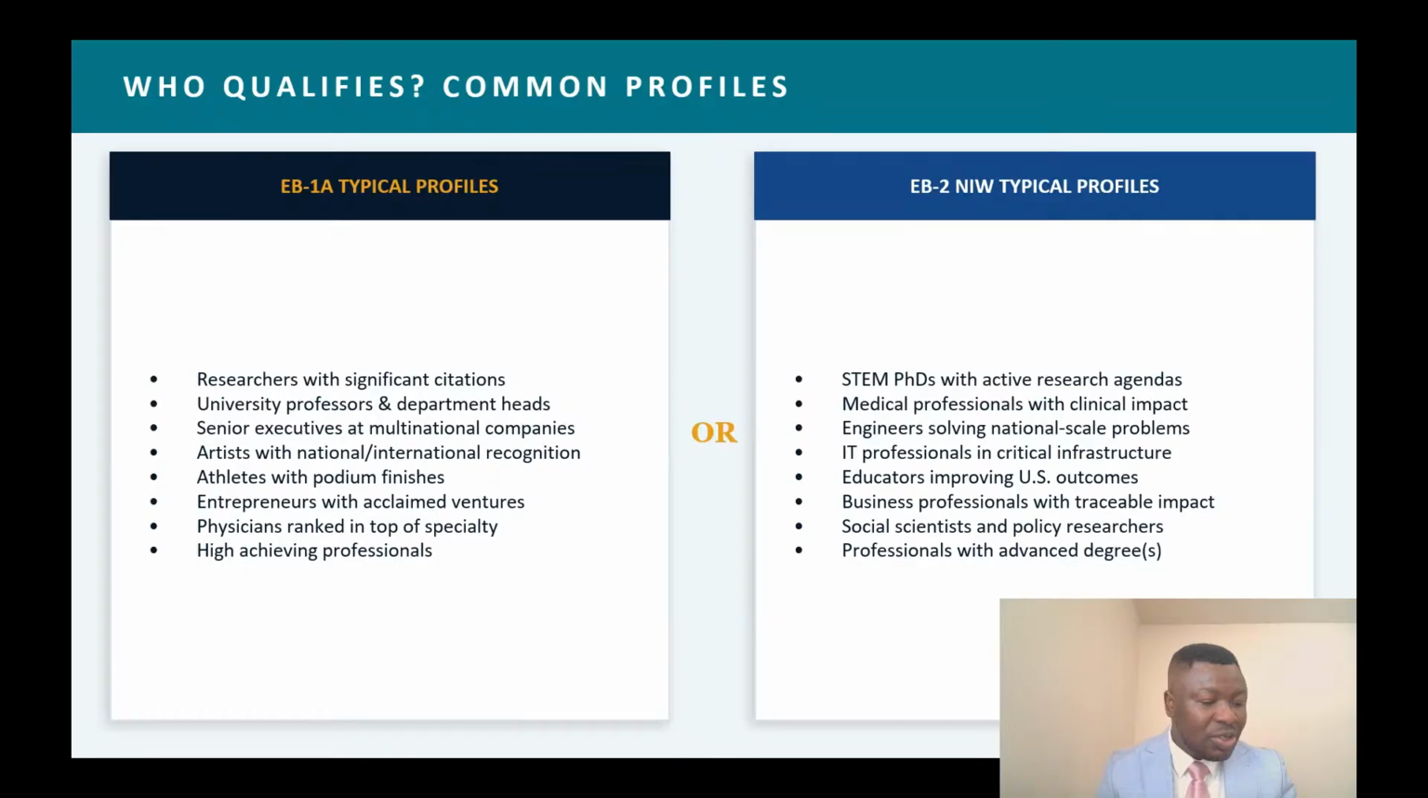Someone asks: I'm currently studying analytics and applied AI for a master's in the US, 60% into the program. When do I start applying? You can start applying now, and by the time you finish your program, your petition will be ready. Then you just submit.